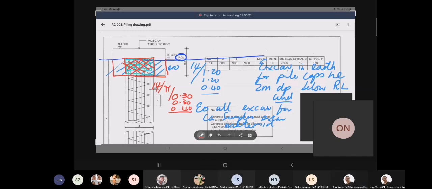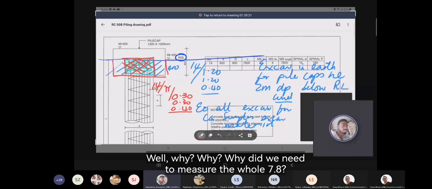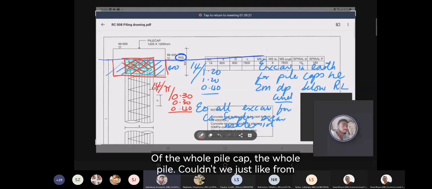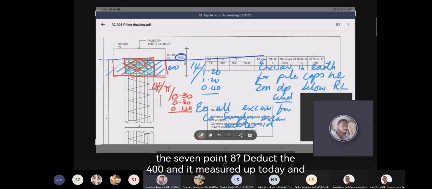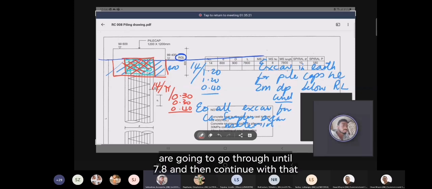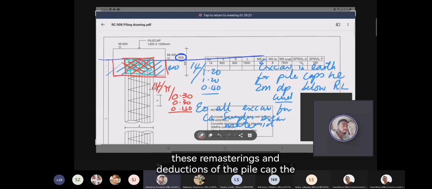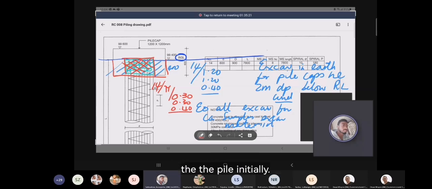Sir. Go ahead. Why did we need to measure the whole 7.8 meters of the whole pile? Couldn't we just from the 7.8 deduct the 400 and then measure it up to there, and then from then on, knowing that we have the reinforcements that are going to go through until 7.8, continue that way, and then when we come to the pile cap, we don't need to do these remeasurings and deductions of the pile initially?